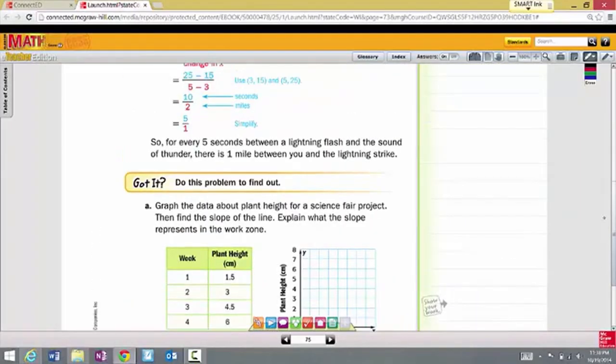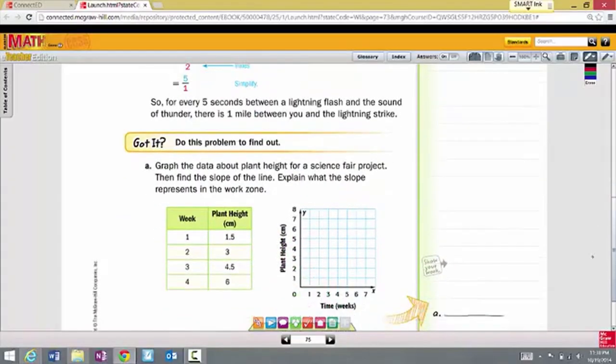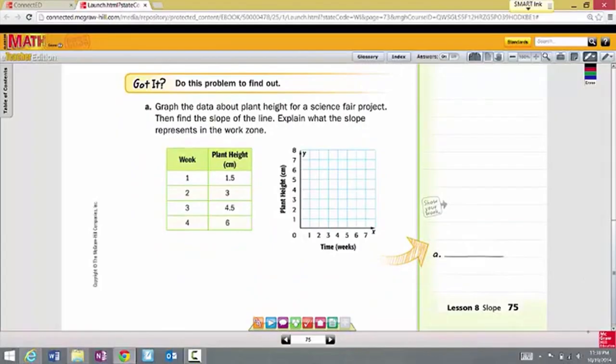They did it for you: for every 5 seconds between a lightning flash and the sound of thunder, there's 1 mile between you and the lightning strike. Okay, so I would like you to pause your computer and try letter A. You have to graph it, then calculate the slope, and then tell me what it means.